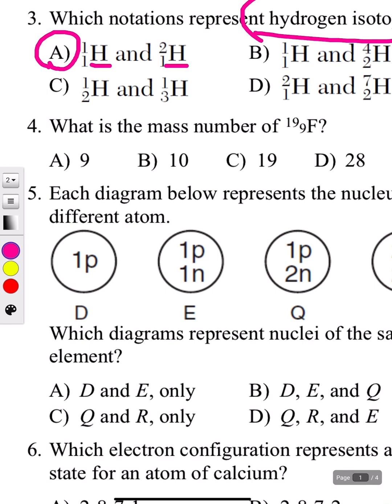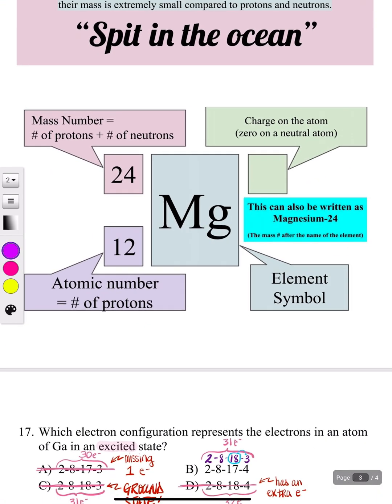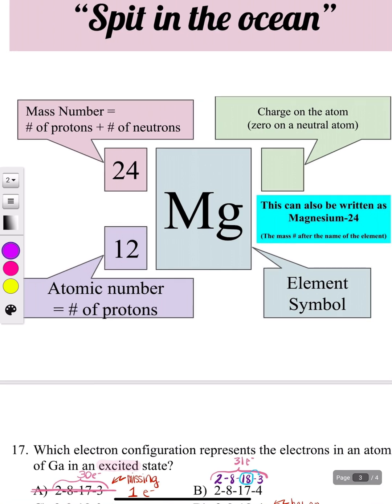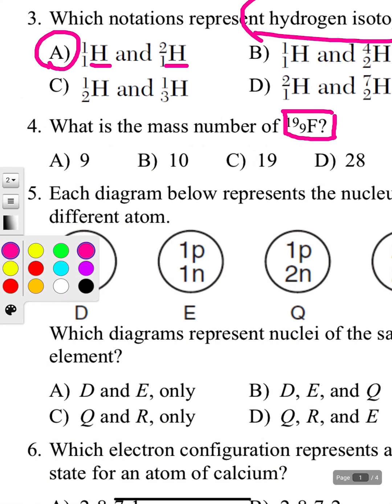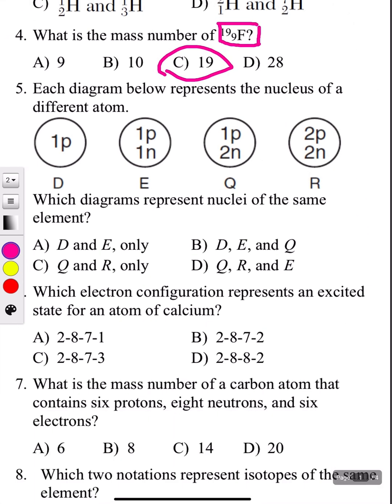Number 4, what is the mass number of this? They give you this information, so you need to know what the top left number represents and what the bottom left number represents. Once again, going to the review sheet, if you do not know, here it is. The top left number is the mass number. So I'm going to go back, and the mass number here is 19.